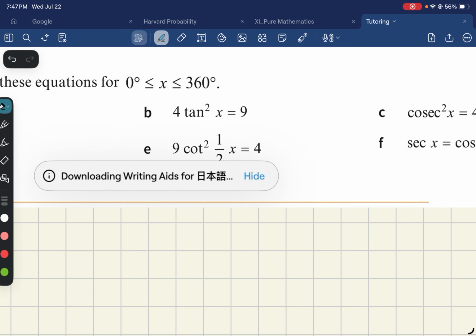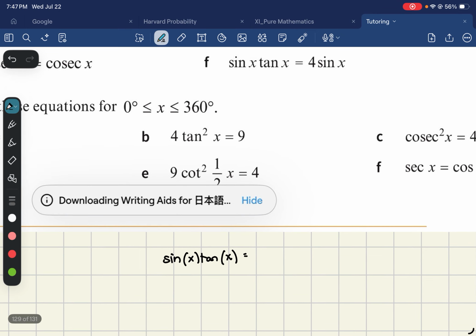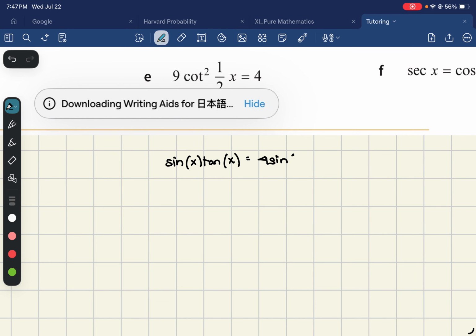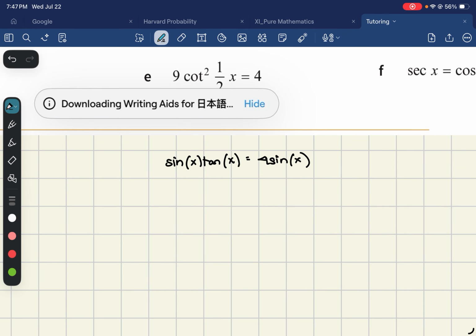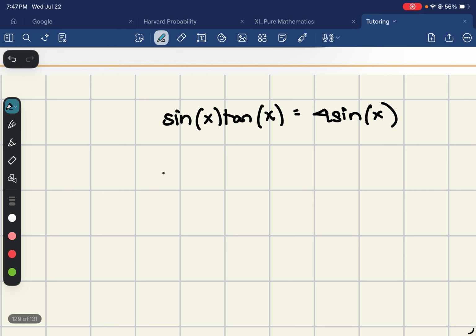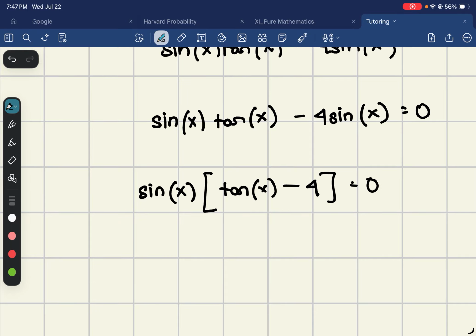For F, we have sine of x tan of x is equal to 4 sine of x. I know that it's tempting to just cancel these things out, but you are going to miss some solutions. So to get all the solutions, let's bring everything to one side, equal to 0. And now we can factor out sine of x, and we get this expression.